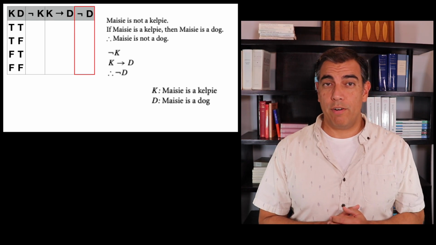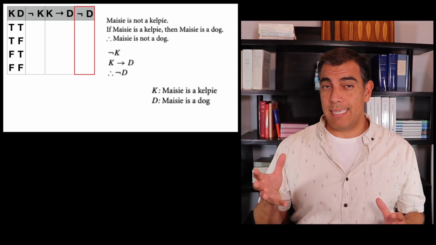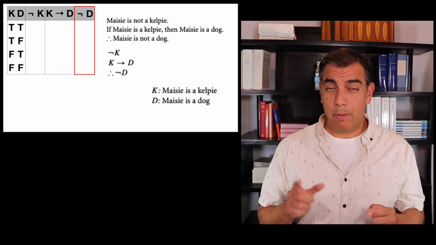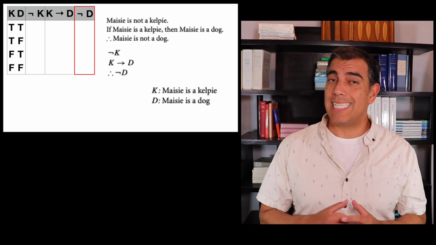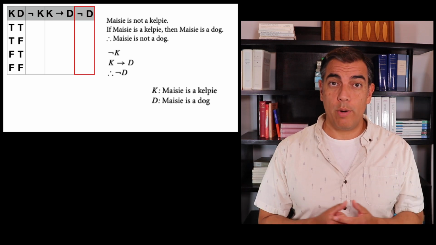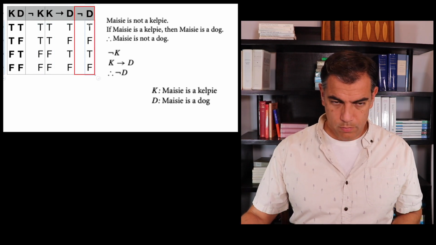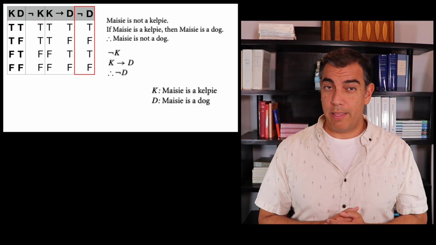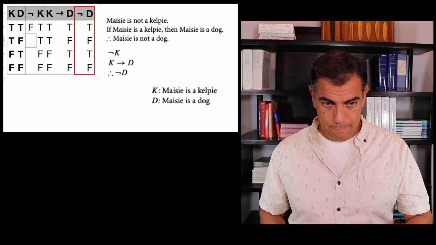Here's a second example of an argument. It's not the case that Maisie is a Kelpie. If Maisie is a Kelpie, then Maisie is a dog. Therefore, it's not the case that Maisie is a dog. So here's what it looks like. Let's go ahead and fill out our rows. The truth table for not tells me that I have to switch the T's and F's.